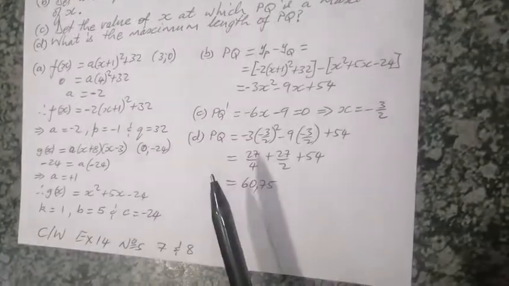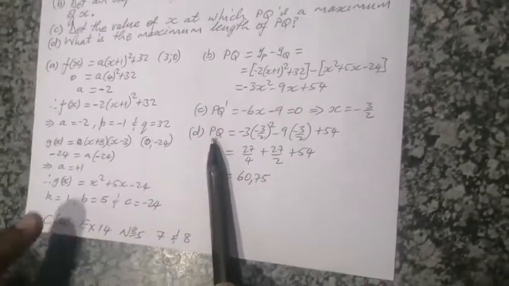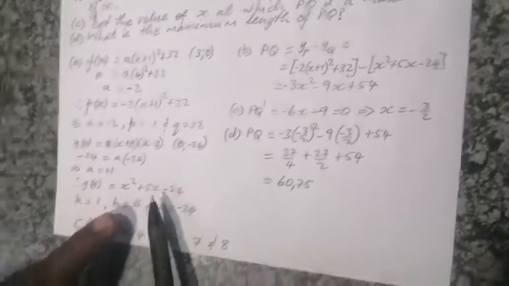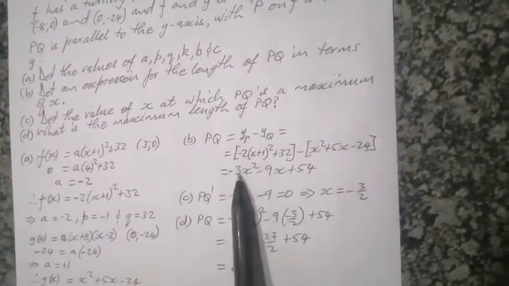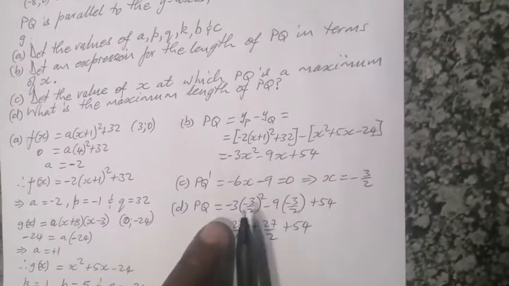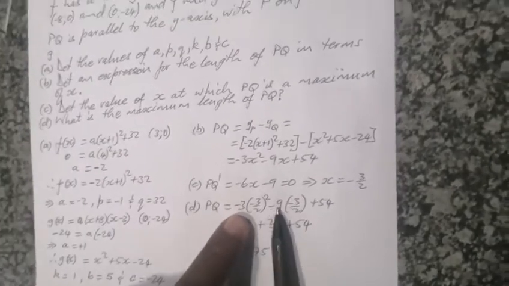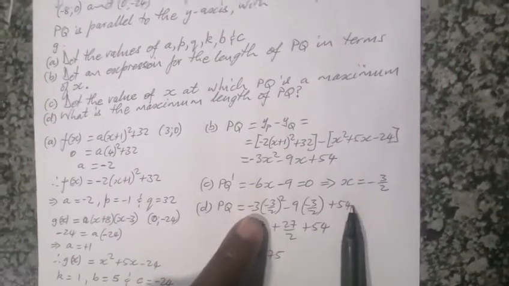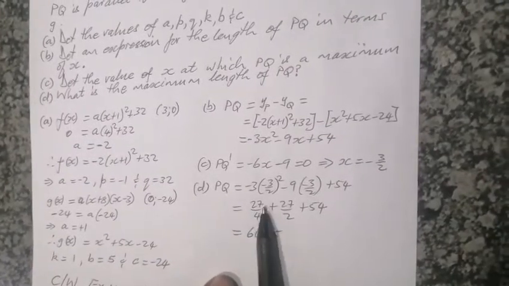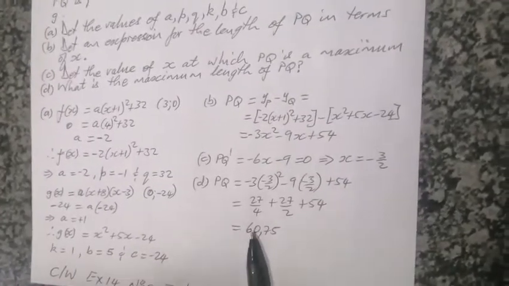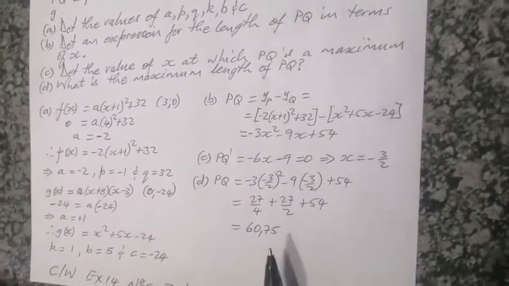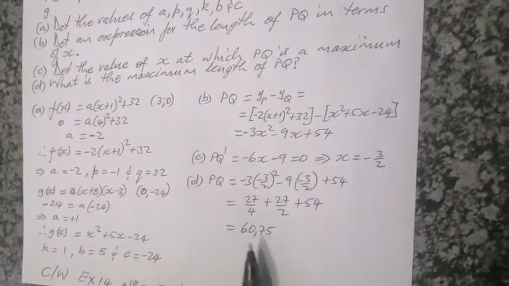Part D, it says, what is the maximum length of PQ? Just like we have been doing, our PQ is actually the expression that we got. This is our PQ. So we are substituting the x value in this expression. So it will be minus 3 times (minus 3 over 2) squared minus 9 times minus 3 over 2 plus 54, which when you simplify, you get 27 over 4 plus 27 over 2 plus 54, which reduces to 60.75, or you can write 60 and 3 over 4.